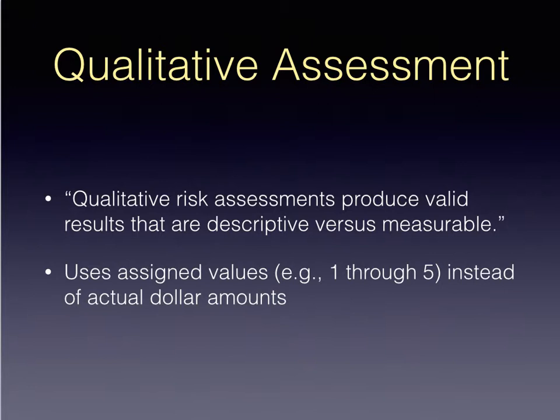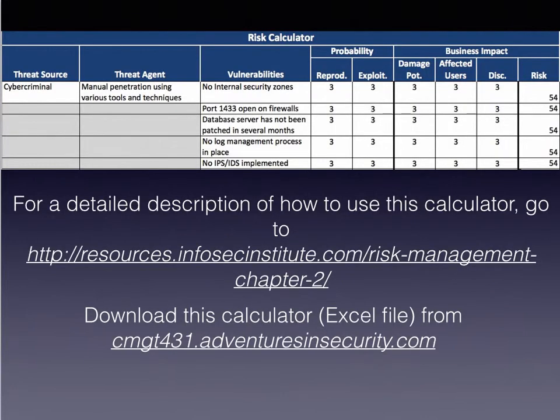Qualitative assessments are much different. They don't really use dollars. They use values, for example, values 1 through 5. An example of how this might look is this risk calculator. This risk calculator is available for download at the link shown at the bottom of the slide, and detailed information about how to use it is available in the book chapter in the first link below.